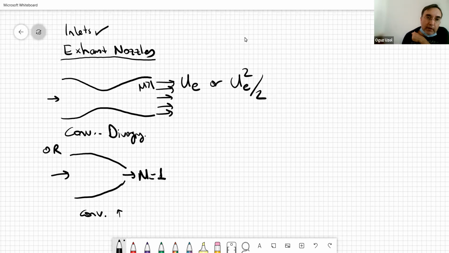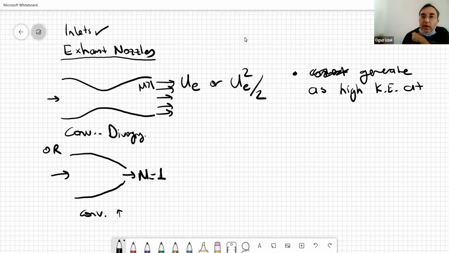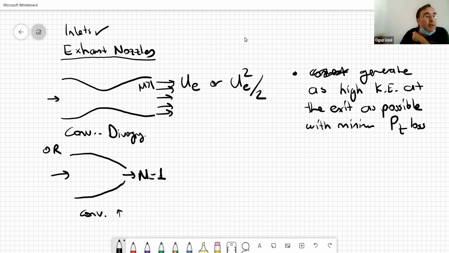So the objective is to generate as high kinetic energy at the exit as possible. This is its objective, but there's something we need to be careful about while trying to achieve it: doing this with minimum total pressure loss, with minimum pressure loss. This is a non-rotating component.